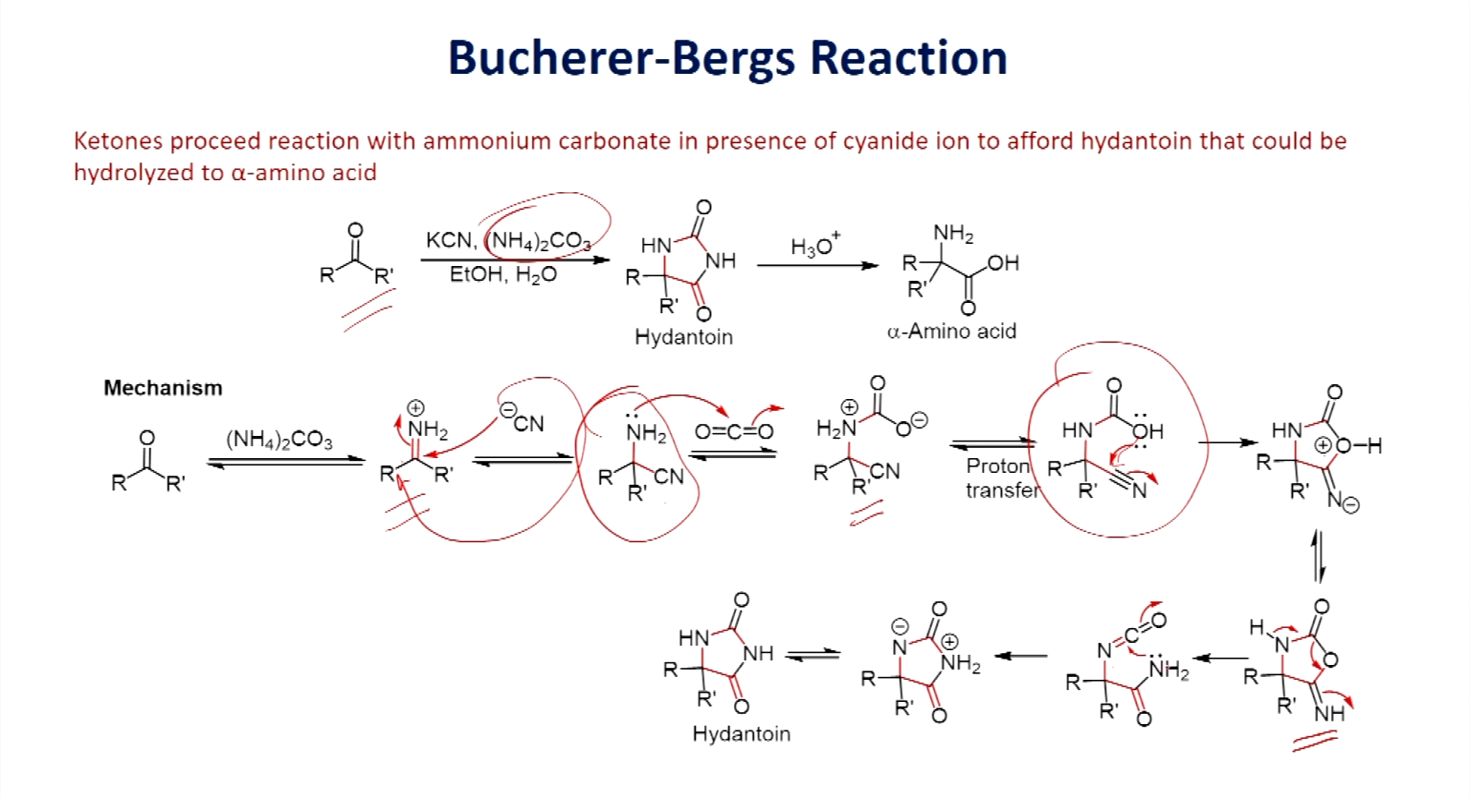You can have this isocyanate derivative, which can undergo intramolecular addition reaction as shown here. In this way you will be able to form this hydantoin. Once you form this one, when you do the hydrolysis, you will be able to convert it into alpha amino acids. So, this is also one of the effective synthetic routes. Therefore, if you have the ketone, it can be readily reacted with ammonium carbonate in the presence of cyanide ion to give hydantoin that can be further converted into alpha amino acid by hydrolysis.